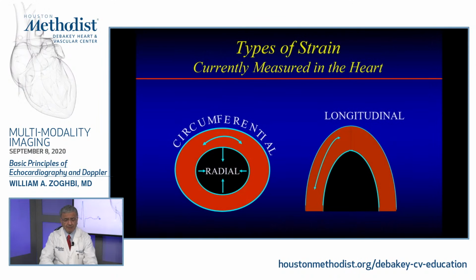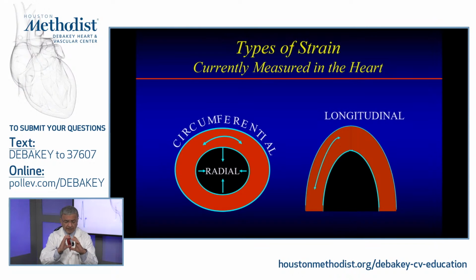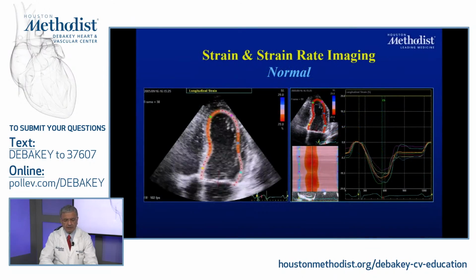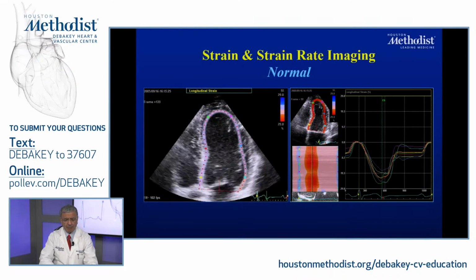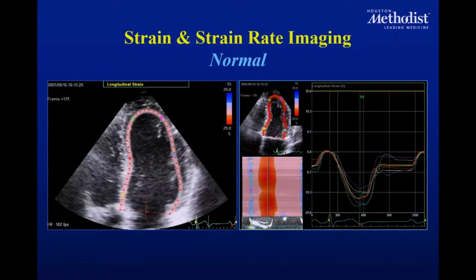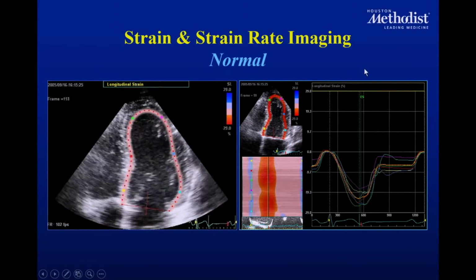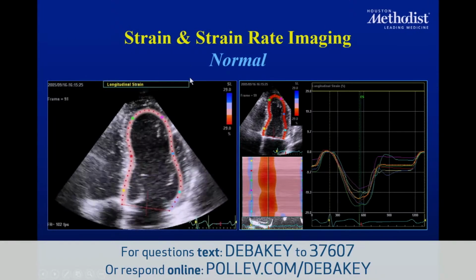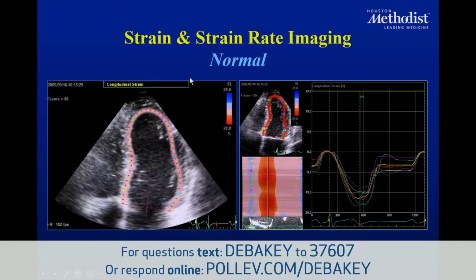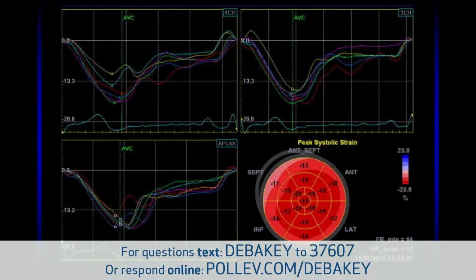Okay, different types of strain. The longitudinal one that we use most of the time, which relates to the descent of the base, but regionally as well as globally, right? The GLS. Circumferential, radial, which is radial shortening, and these are the things. And this is an example of a normal strain and strain rate, and you could see that you could address not only the global one but also regionally, and this is fully automated, really a beautiful application of speckle tracking technology.